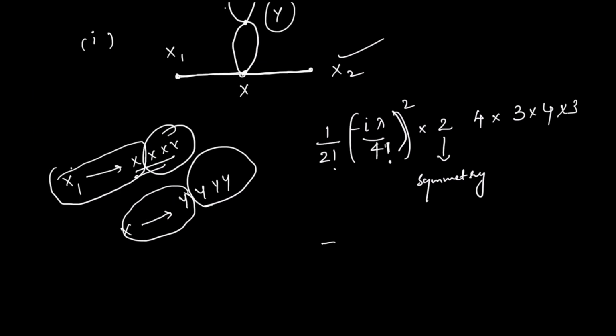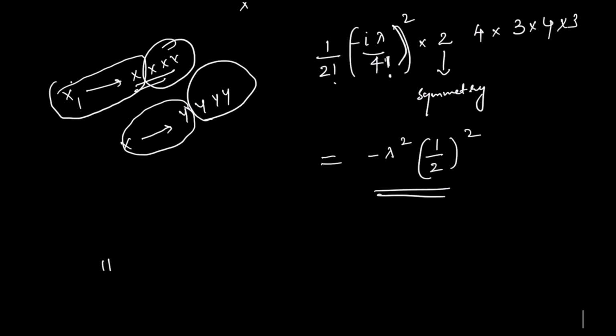So in total here, if I solve this, I will get minus lambda square, then 1 by 2 square. Okay. Then, so this is one way to connect.